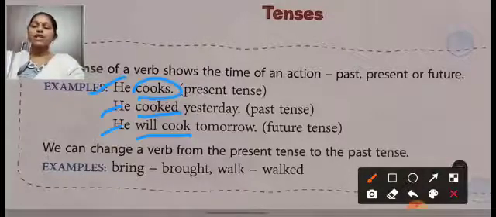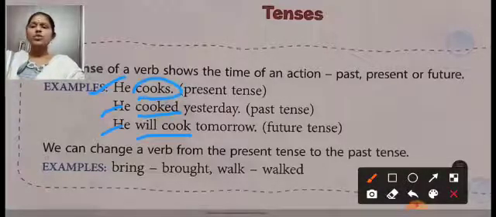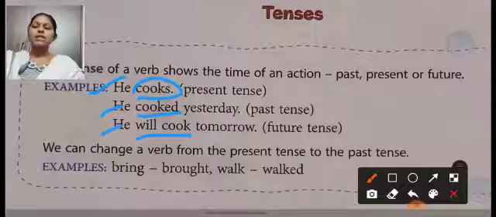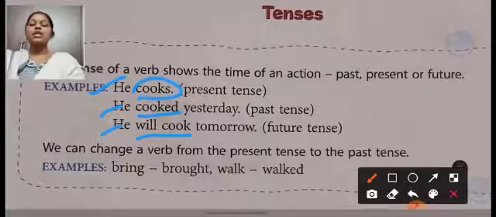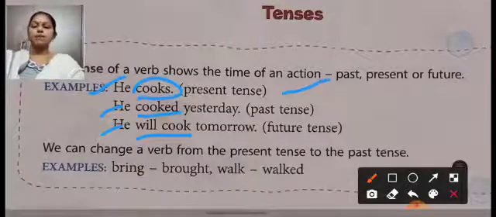So here when it is used, he cooks, it tells he cooks every day, or he cooks today, or he is going to cook. So that shows the present time. The verb cooks shows the present time of the action. So it is called present tense.